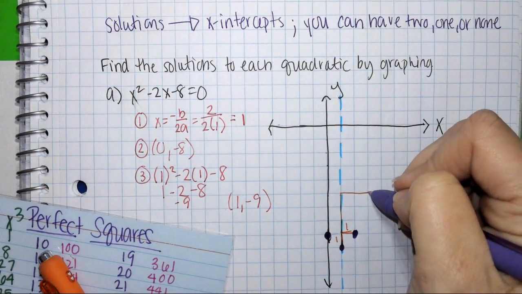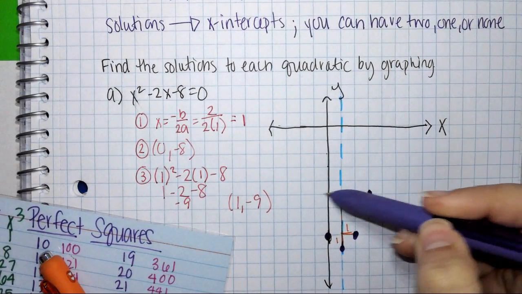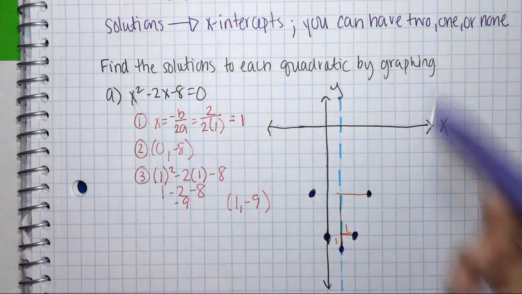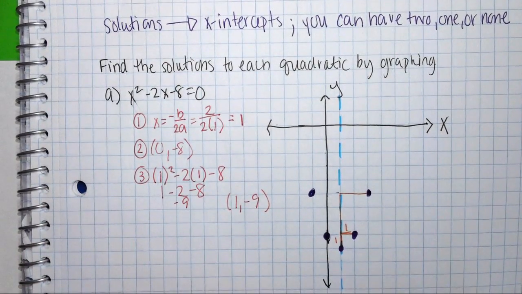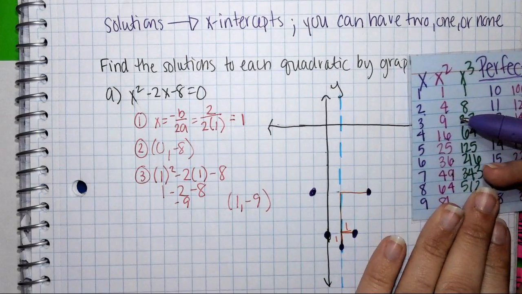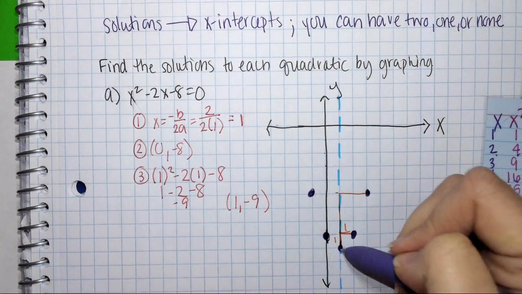And if I'm 2 units away this way, what am I going to be to the left? 2. Have I gone up enough yet? Okay, so what comes after 4? And if I go up 9, how many am I going to go right? 3. Start at your vertex.